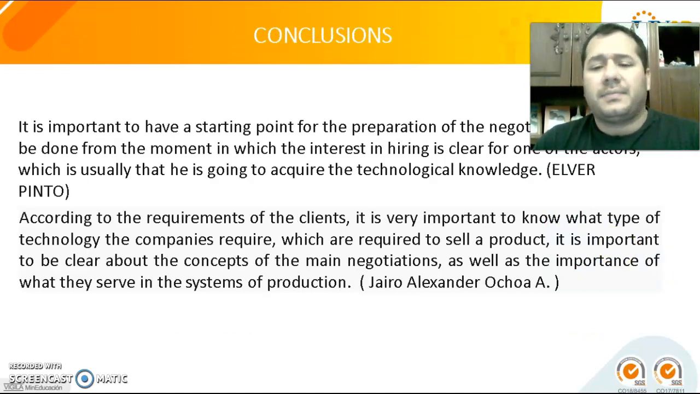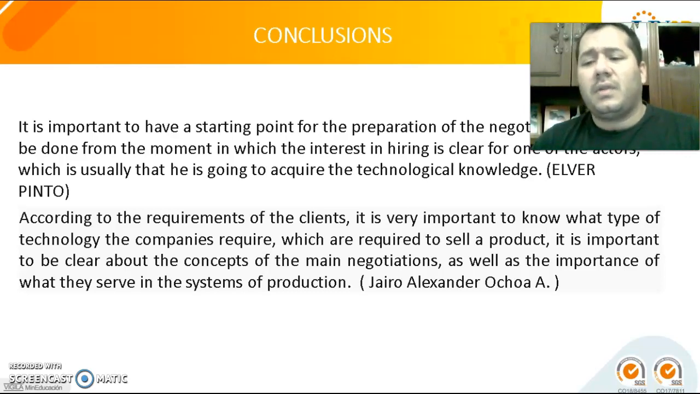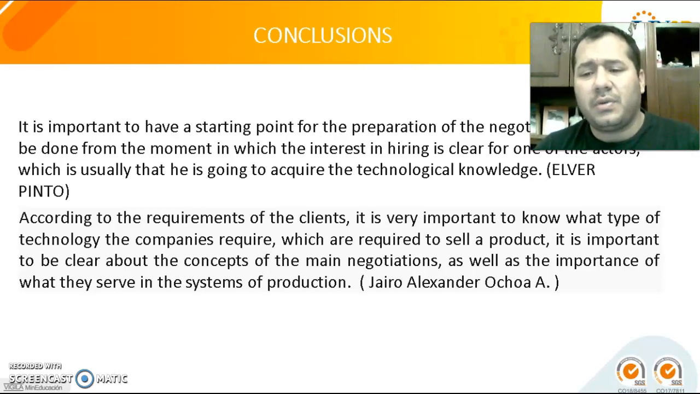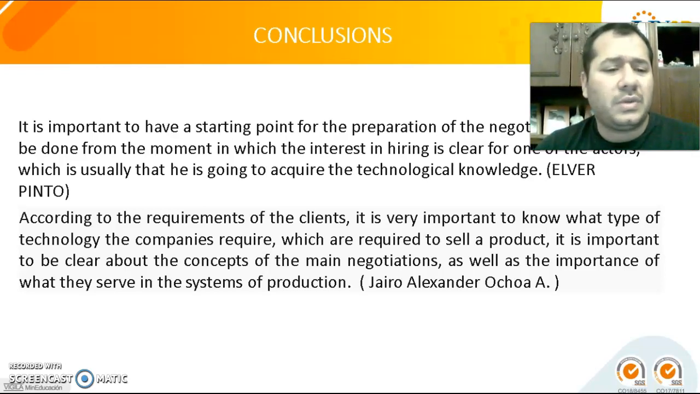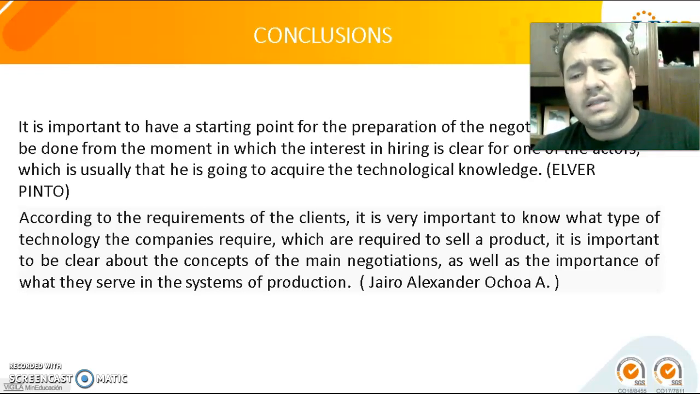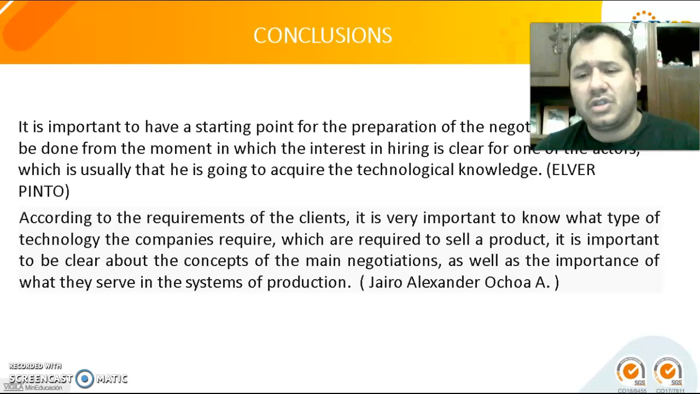Conclusions. According to the requirements of the clients, it is very important to know what type of technology the companies require, which are required to sell a product. It is important to be clear about the concepts of the main negotiations, as well as the importance of what they served in the system of productions.